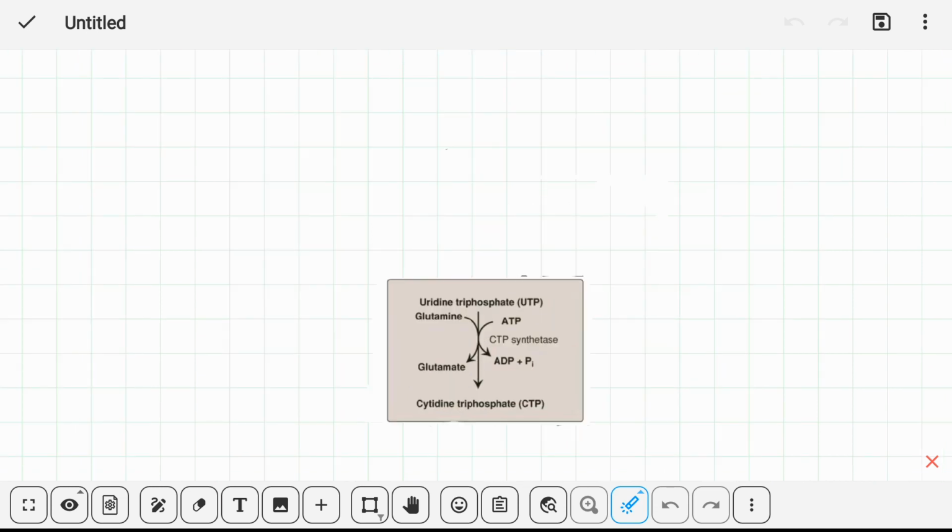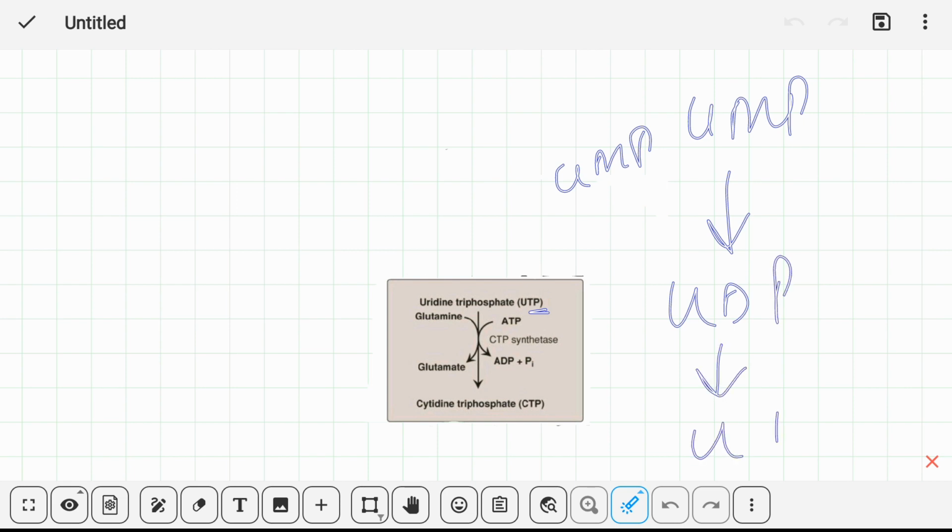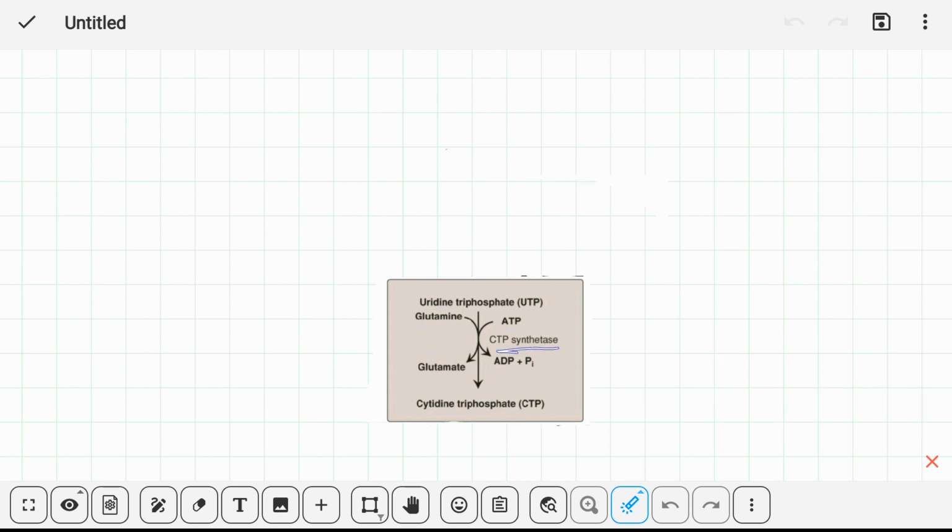Now let's have a look at the conversion of UTP into CTP. Nothing to worry about. UTP also comes from UMP. So if we phosphorylate UMP into UDP and then UDP into UTP, we can easily convert this UTP into CTP, which is cytidine triphosphate, in the presence of CTP synthetase enzyme. This reaction also uses glutamine and ATP, and the end product is CTP, which is another pyrimidine nucleotide.